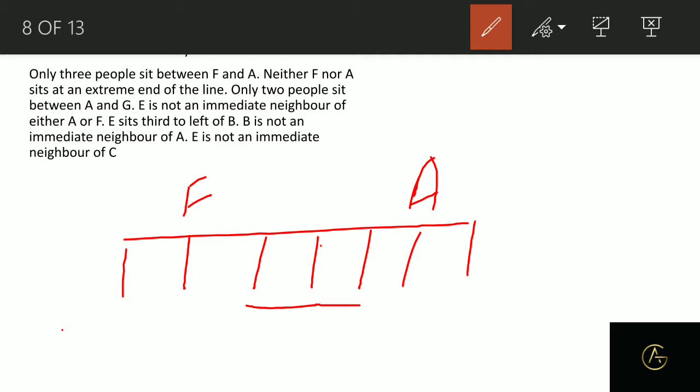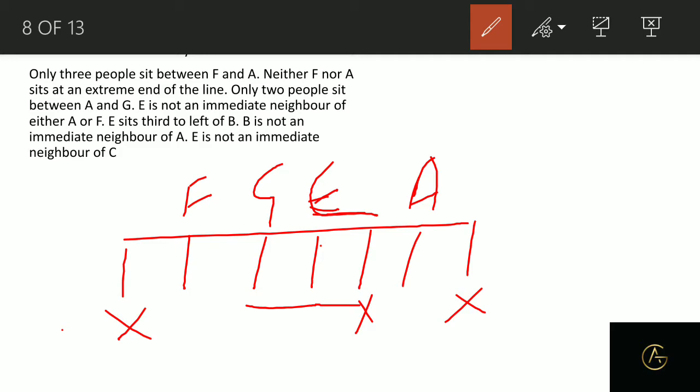The next says only 2 people sit between A and G. If A is here, then G will be here also. Then only 2 people will sit between them. Next, E is not an immediate neighbor of A or F. E will not come here, not here, neither here. What is left here? This is the space for E.